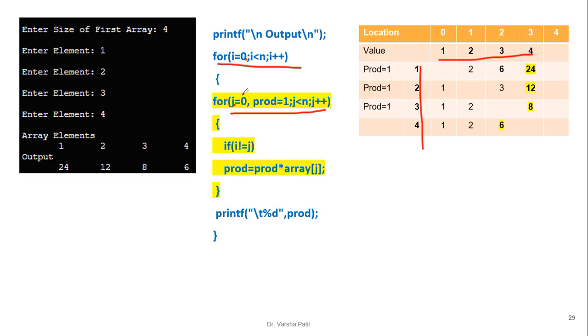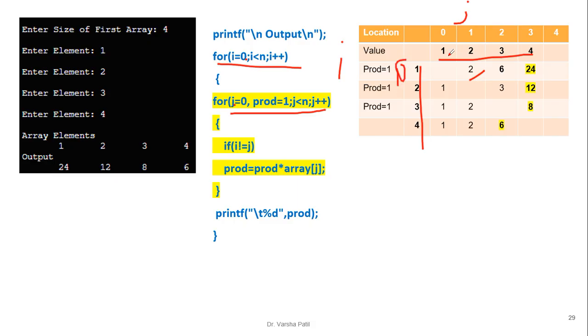Next time i is 0, but now j becomes 1. So when j is 1, this is j and this is i, because the row is always i and the column is j. So now i is 0 and j is 1, so i is not equal to j, so it will go into this condition and take the product 1. So now 1 into array of j, in array of j the value stored is 2, so 1 into 2 is 2.